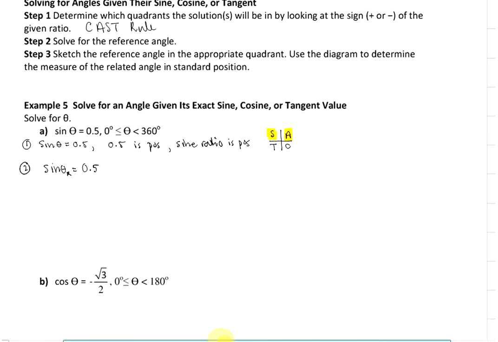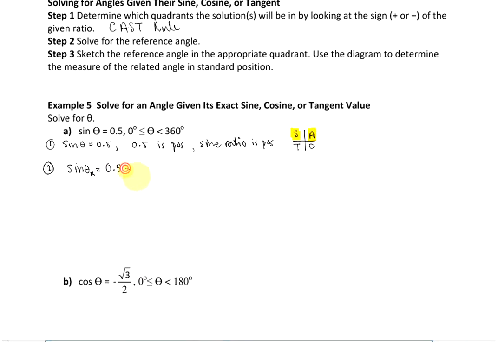Okay, now the other thing, because we're looking for exact values, sine of theta being 0.5 is also 1 over 2, and if you recall, you would need your 30, 60, 90 triangle to determine what the value of theta is when the sine ratio is 0.5. Alright, so here is your 60, 30, 90 triangle. Remember, opposite the 30 degrees, the side is 1. Opposite the 60 is root 3. And opposite the 90 degrees is 2.